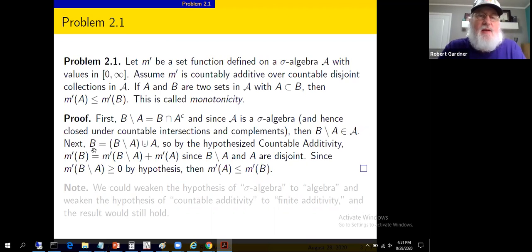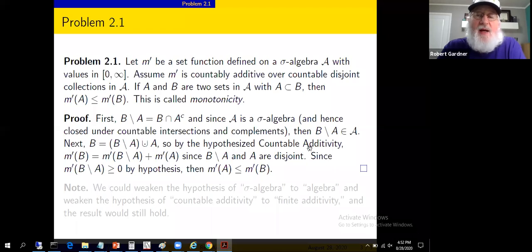Let's take set B then and write it as B set minus A union A. Remember, A is a subset of B, so all we've done here is taken the stuff in A and the stuff in B that's not in A and created two disjoint sets. We just showed both of those sets are in the sigma algebra A, using the properties of a sigma algebra, actually the properties of an algebra. And we've written B as this disjoint union: the stuff in A, disjoint union with the stuff in B that's not in A.